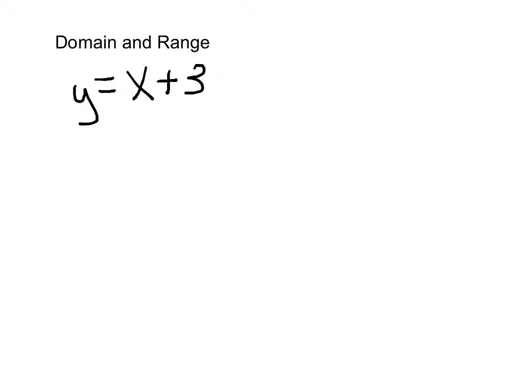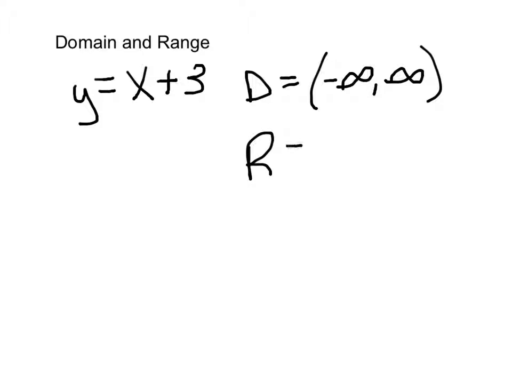If we look at the domain and range of these functions, the first one was the equation y equals x plus 3. Because we can plug anything we want in for x, the domain is all real numbers, or we would say the domain would be from negative infinity to positive infinity. The range would also give us any possible number because it's a straight line, so we could get any value we wanted for the range. So the range would also be negative infinity to infinity.